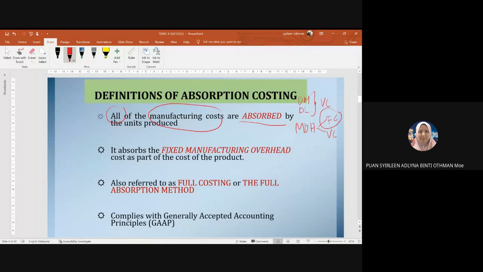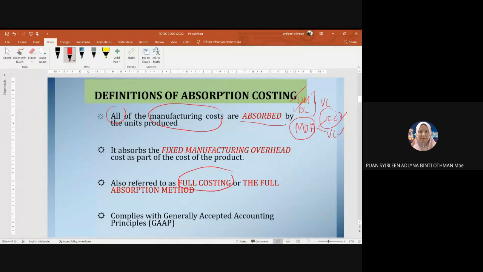So when we do absorption costing, dia serap semua. That means dalam pengiraan cost seunit produk, kita akan ambil kira semua direct material, direct labor and manufacturing overhead. That means dalam manufacturing overhead tu kita akan ambil both, which is your fixed cost for your manufacturing overhead and also variable cost for your manufacturing overhead. Sebab kita ambil semua, you absorb everything in the unit produced. That is why untuk absorption ni nama lain yang biasa juga digunakan ialah full costing. Kenapa dia full costing? Sebab dia ambil kira semua.